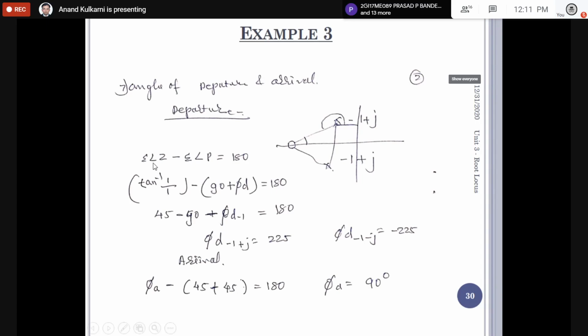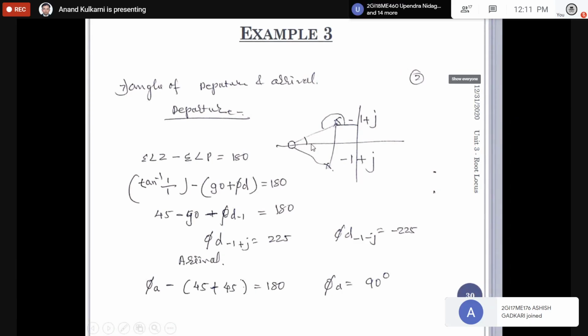So sum of angle of zeros minus sum of angle of poles is equal to 180. So I will connect this pole. Now I am calculating the angle of departure first. I am joining this pole to this pole and this pole to this pole. This line I have drawn by mistake, it is not required. So here to here, this angle I want to find.